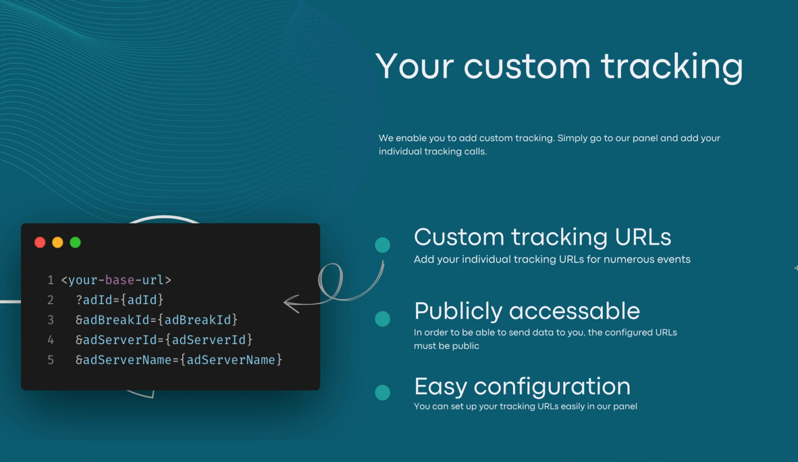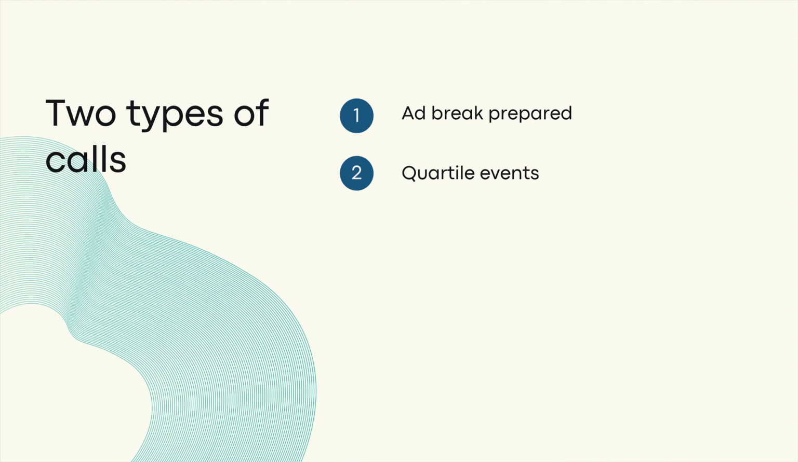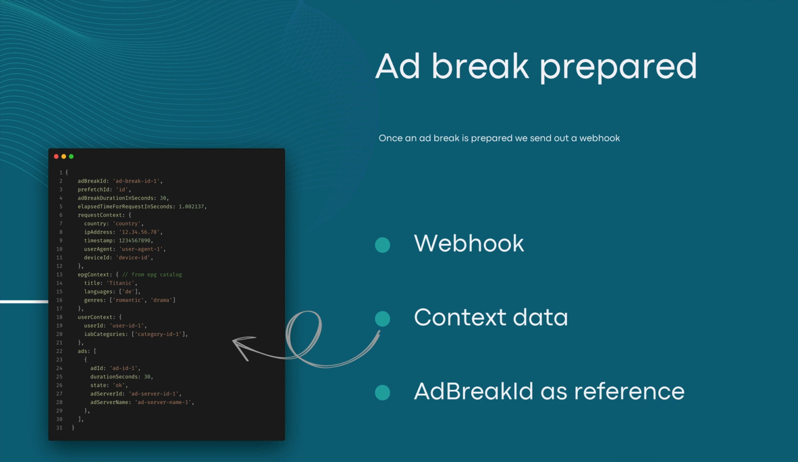Before we get into details, let me show you what type of calls there are. Basically, there are two types of calls. There's the ad break prepared, and then there are several calls all on quartile events. The ad break prepared event actually is a webhook which we send out once an ad break is prepared.